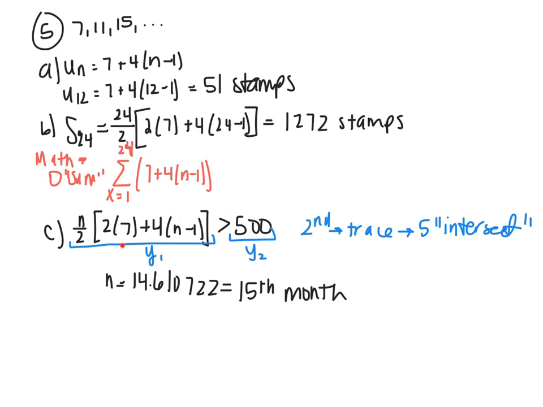So I took this same formula from part B, and I just left n to be n, and I put that in as y1 in my graphing calculator, and I put 500 as y2, under y equals, and then fix your window so you can see everything. Second, trace 5 is intersect. Find your intersection point. You find that n is 14.6, but you can't have a fraction of a month in this case, so it would be the 15th month.